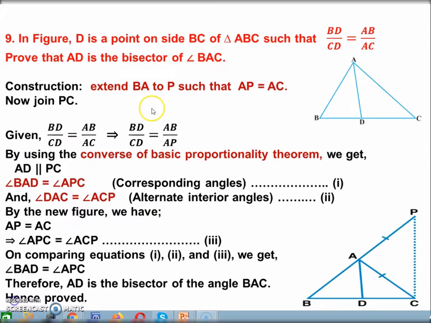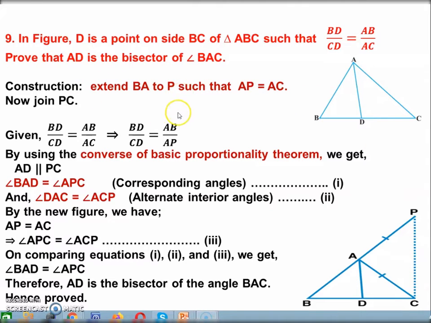So here D is a point on side BC of triangle ABC such that BD by CD is equal to AB by AC. This is given to you. You have to prove that AD is the bisector of angle BAC. This is the bisector. So you have to prove angle BAD and angle DAC are equal. If you can prove these two angles are equal, then automatically AD will be the bisector.